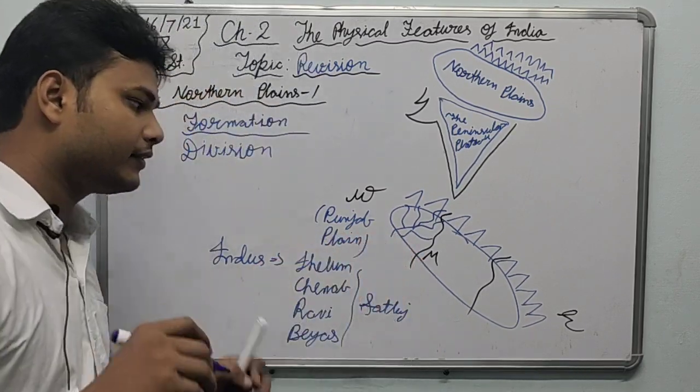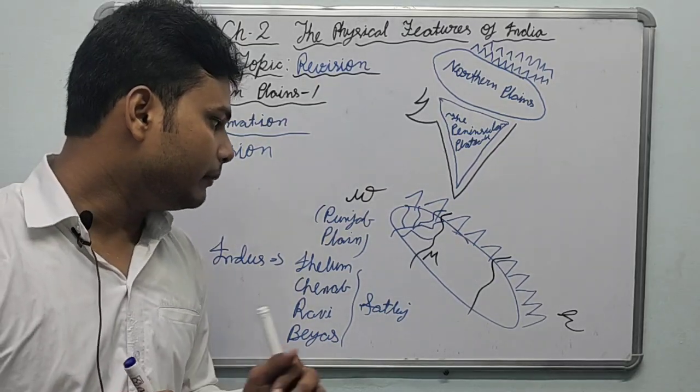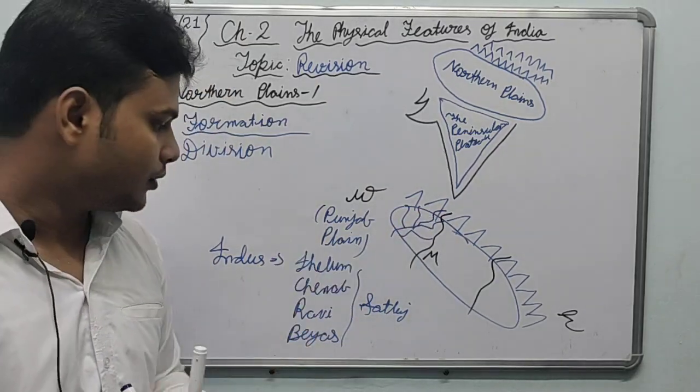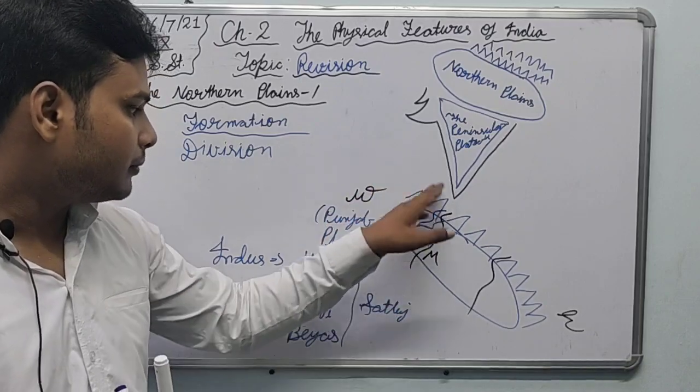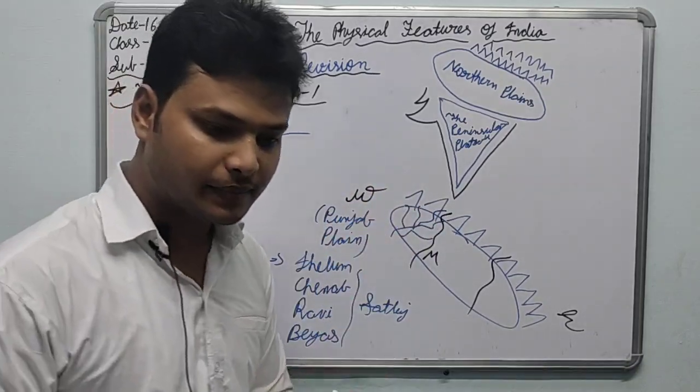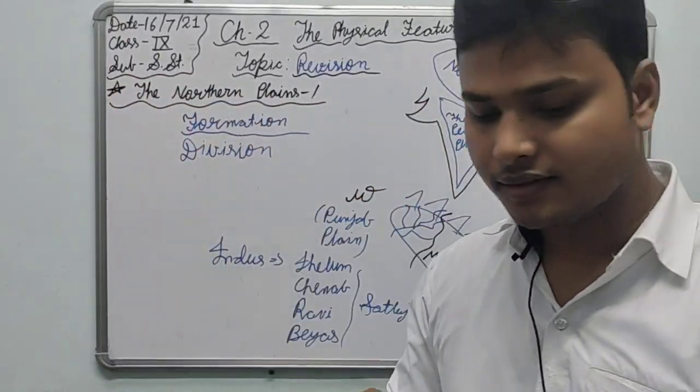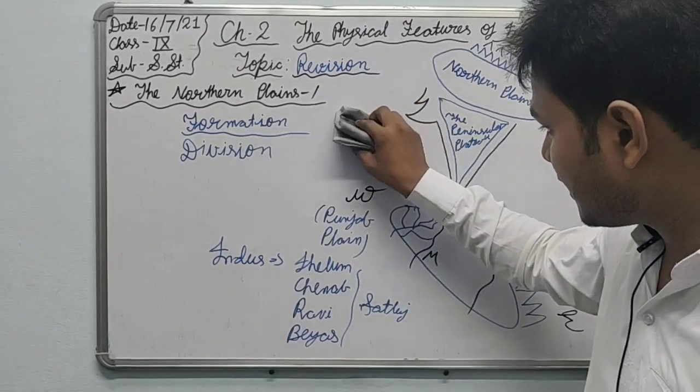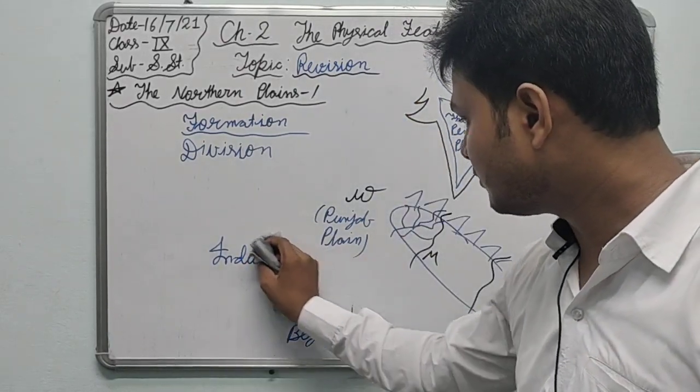These are the 5 tributaries, the helping rivers of Indus. So this whole plain, this whole region that is formed, the Punjab plain, is made by the Indus river and its tributaries completely. I hope this Punjab plain is clear to you now.